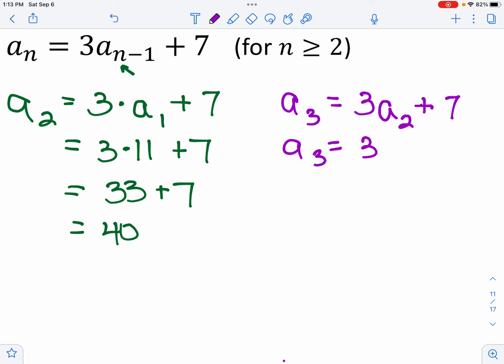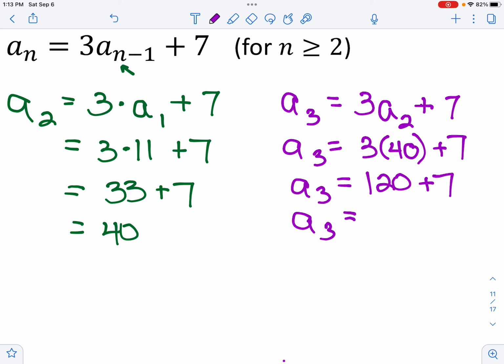So now I know the previous term, a sub 2, is 40. 3 times 40 is 120 plus 7. So I get 127.